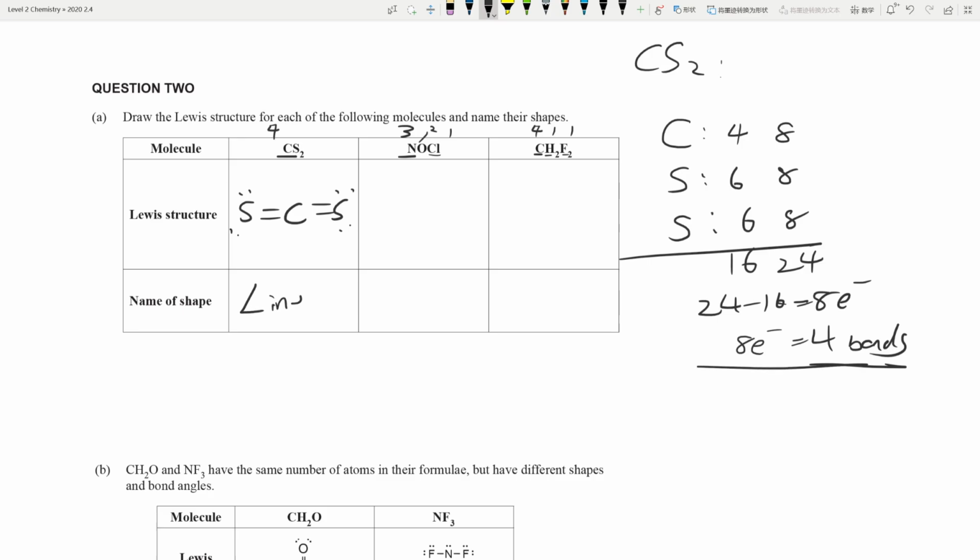Okay, so this is linear because I have 2 regions of electron density around the central carbon atom, and they are as far away as possible, 180 degrees, linear.